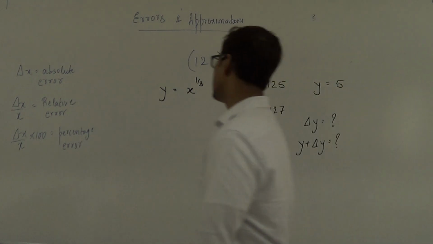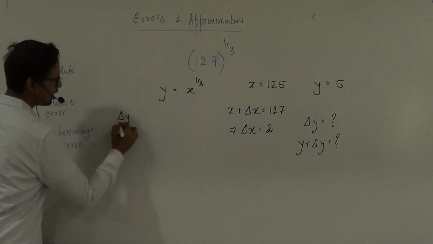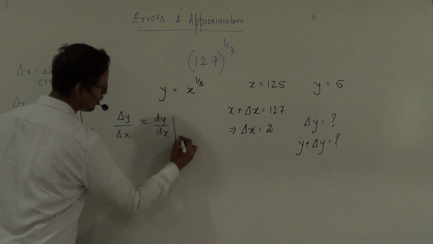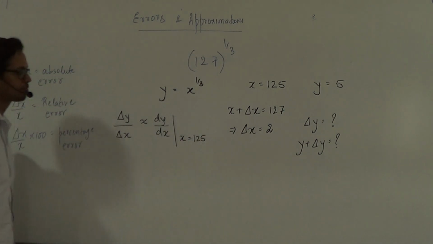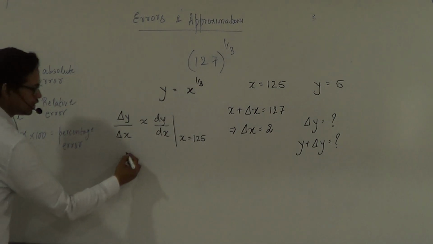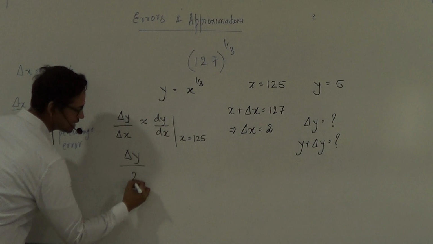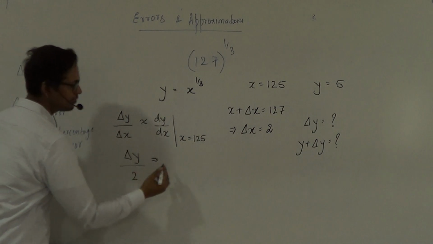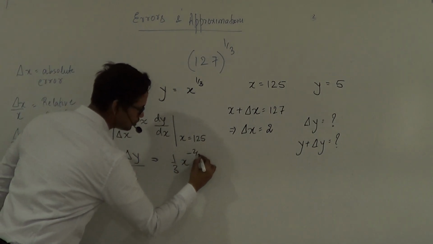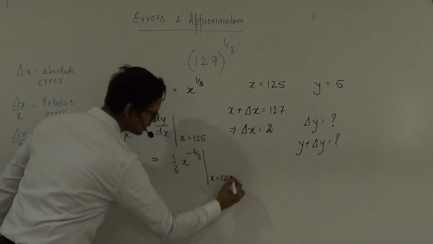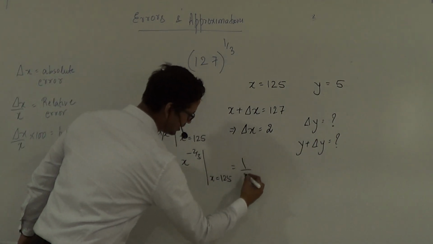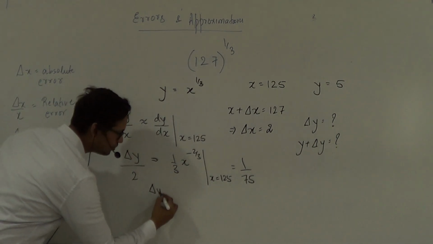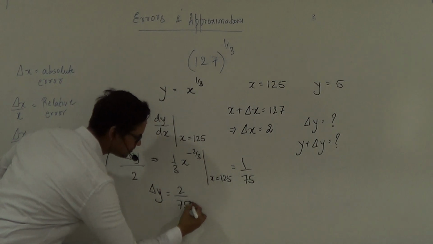Okay. So now I will use the formula delta y by delta x is approximately dy by dx at the point error has occurred. Okay. So delta y is not known, delta x is 2. This is approximately equal to dy by dx. What is dy by dx? 1/3 x to the power minus 2/3 at 125. Can I say this is 1 by 75? Okay. So delta y would be 2 by 75.